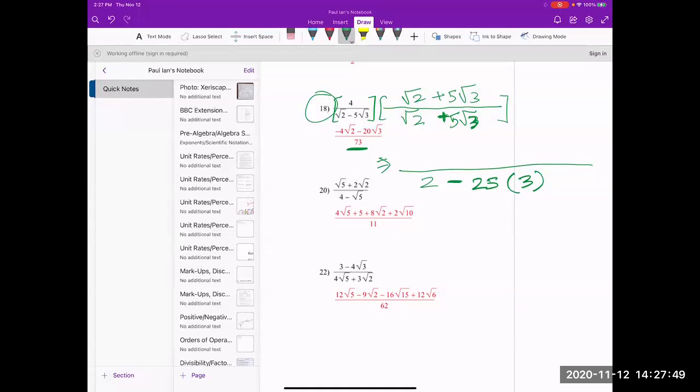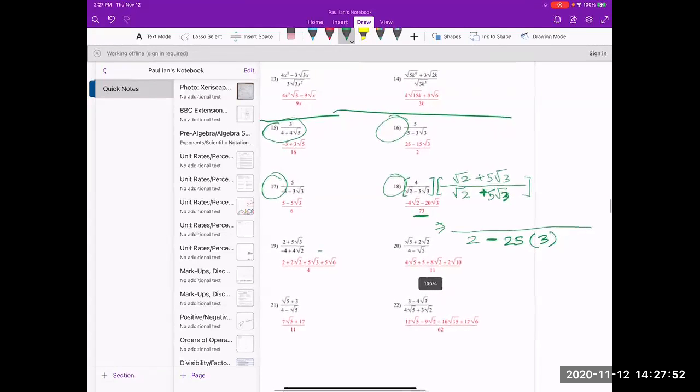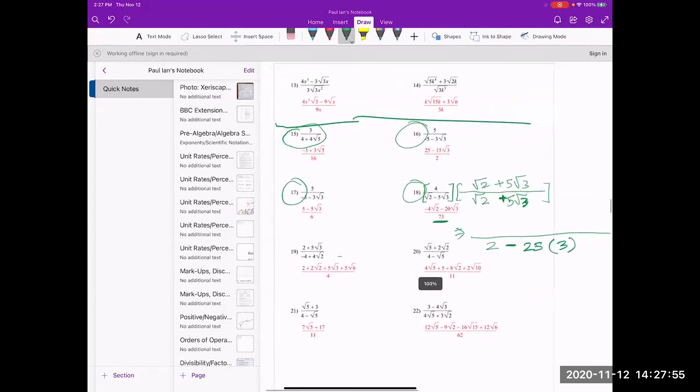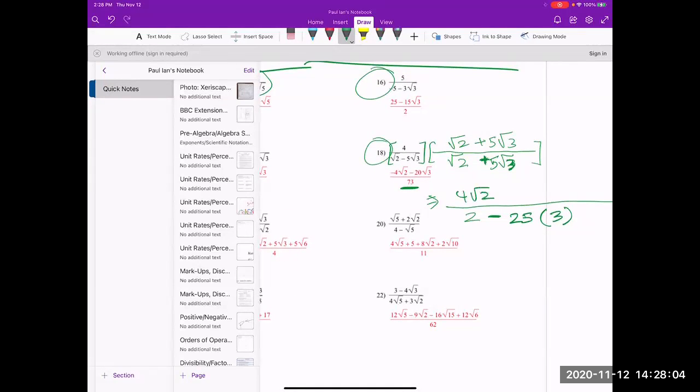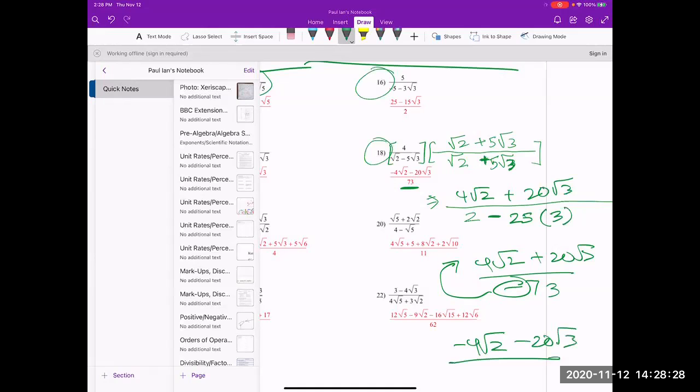So what about the top? 4, radical 2. Okay, 4 root 2. And then 5, 20 root 3. Okay. So the bottom is minus 73, and the top is 4 root 2 plus 20 root 3. And then again, move the negative to the top, right? Yeah. So that's all that is. Actually, I did say that's the last one, but I think we already did that.